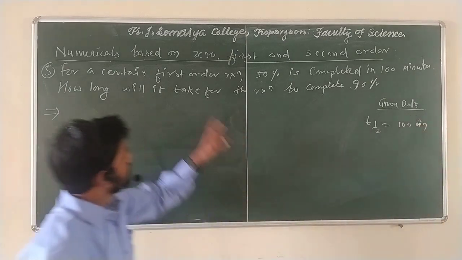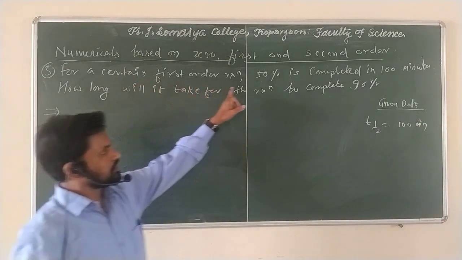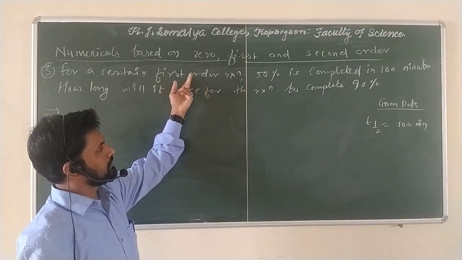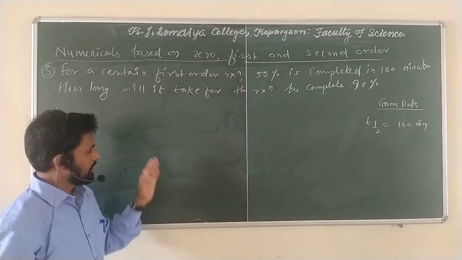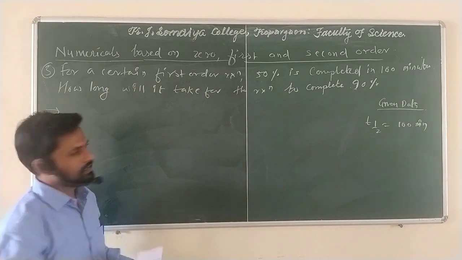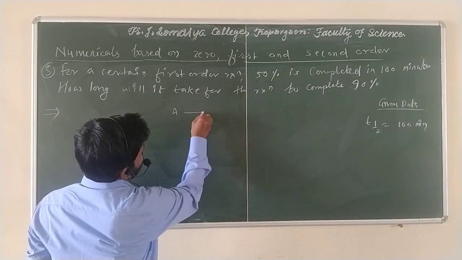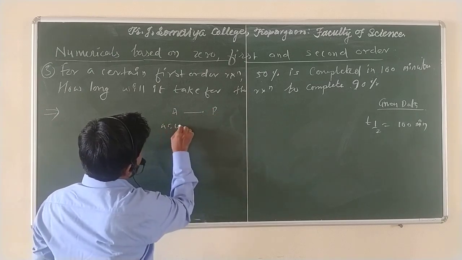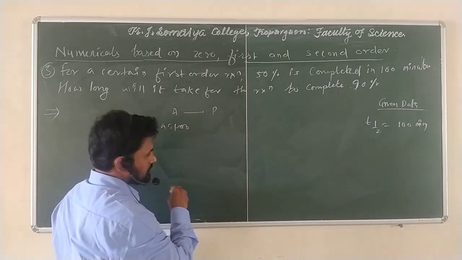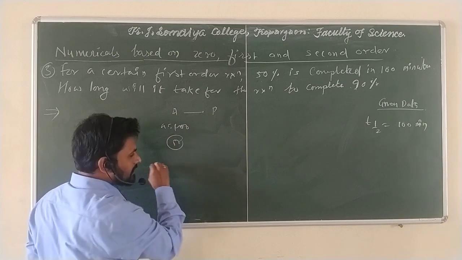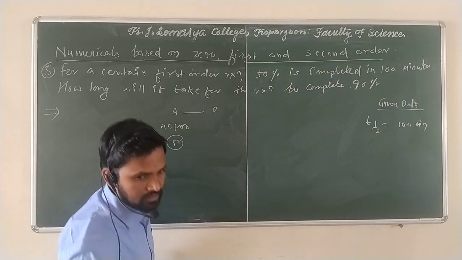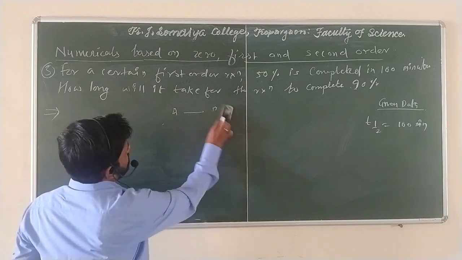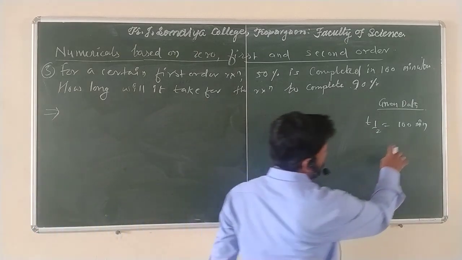Are you getting my point? For a first order reaction, you have to remember, 50% completed means what? For your convenience, take A equal to 100, your initial concentration. It becomes 50, which means it becomes half. Therefore, that is nothing but the half-life period. Therefore, T half equal to 100 minutes.